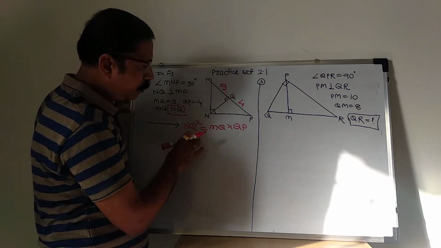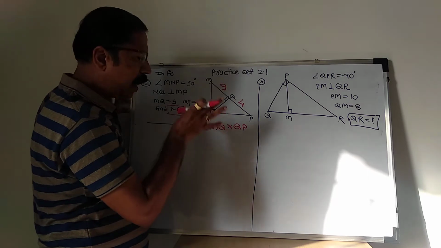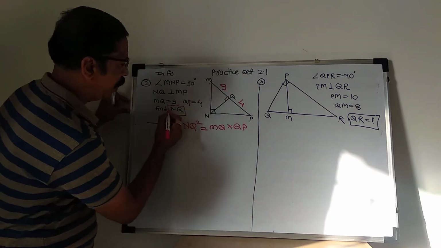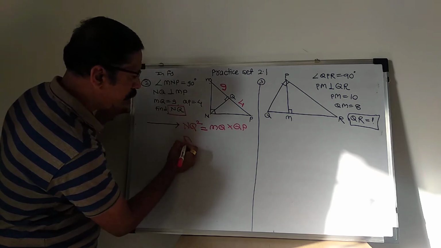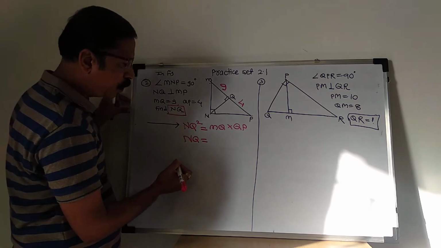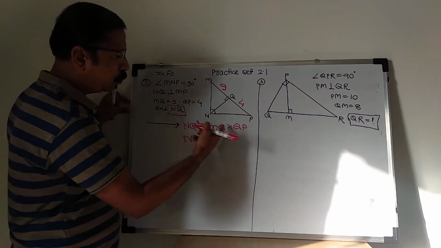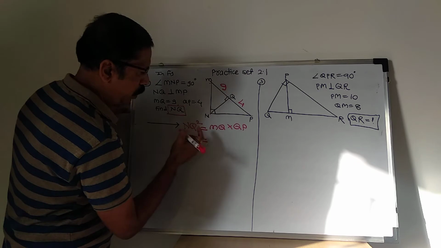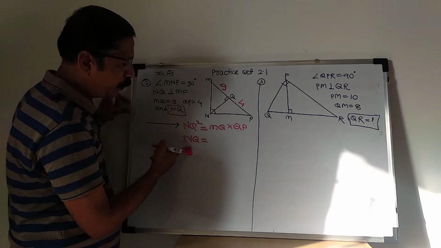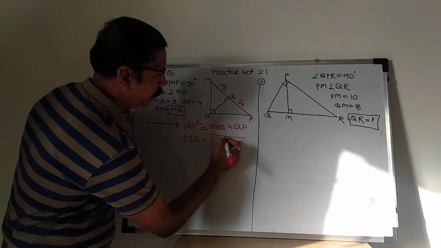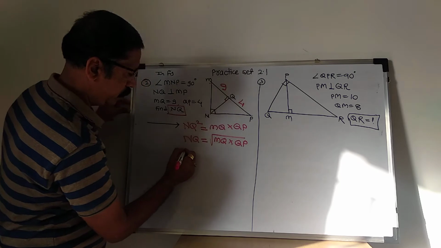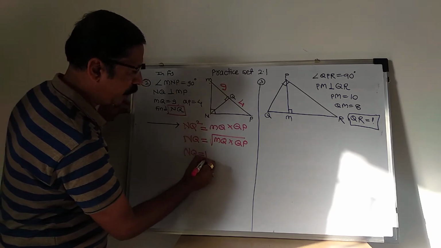या ठिकाणी आपण दोन्ही बाजूंचे वर्गमूळ घेऊया किंवा आहे त्या सूत्रामध्ये किमती ठेवून पुढे उदाहरण सोडवलं तरी चालतं. Now I have to find the value of NQ, so here I can revise the formula like this. By taking the square root of both the sides, NQ is equal to, this side is a complete square. So square root of NQ square is NQ, and here under root MQ into QP.